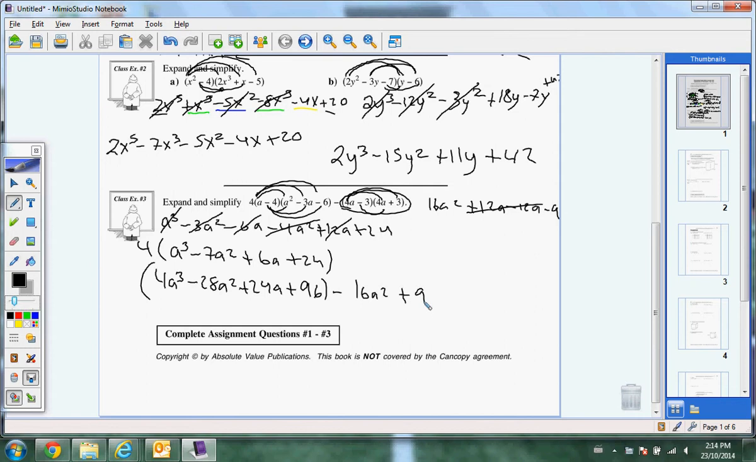Okay, so we finish it off here. I still don't have any other cubes, so I'm still going to have my 4a cubed. I have a negative 28 minus 16. That's a negative 44. And I don't have any a's, so plus 24. 96 plus 9 is 105. Okay, so there is your full best answer.